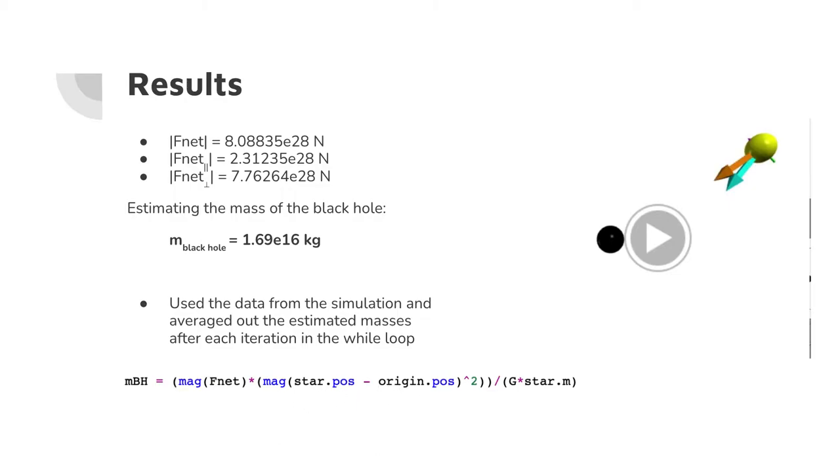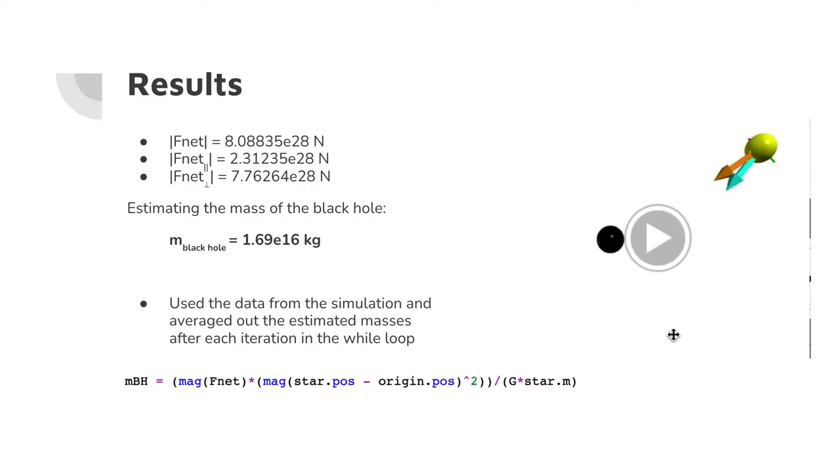Since the star's position changes in the while loop, we get numerous estimations of the mass, but we make the best approximation by averaging out all of the masses gathered from the iterations, which led to the mass of the black hole being approximately 1.69 times 10 to the 16th kilograms.